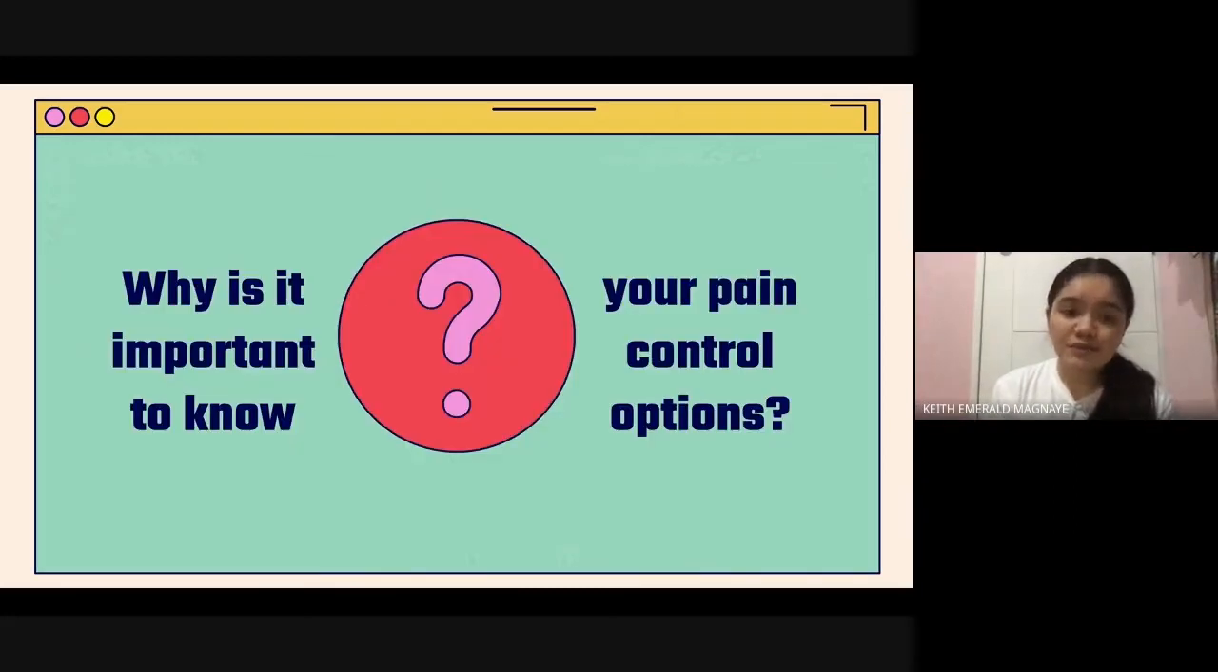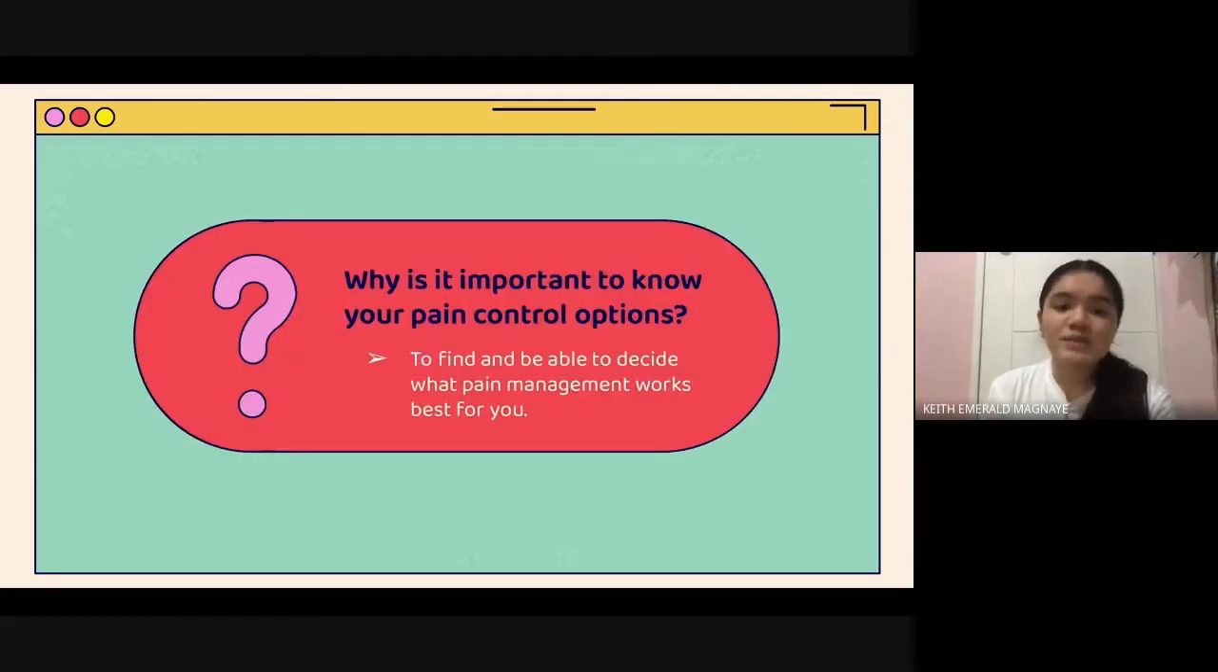Like what I've said before, I'll discuss and share with you some ways that you can do to manage labor pain. But why is it important for you to know this? It is important for you to know the different pain control options so that you will be able to find and decide what pain management works best for you.